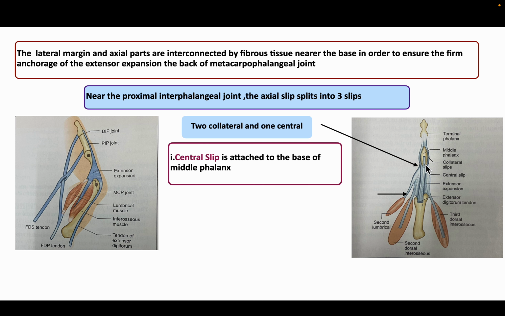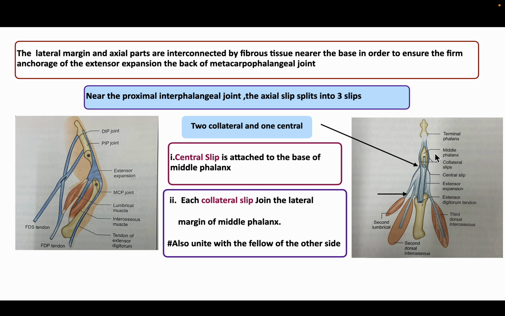Now the central slip is attached to the base of the middle phalanx. So this is the middle phalanx. It is ending over here. And the collateral slips fuse with each other to form a single slip and go to the terminal phalanx. They also unite with each other. You can see here, the two collateral slips fuse with each other and go to the terminal phalanx.